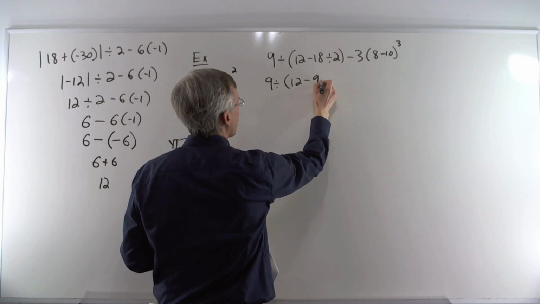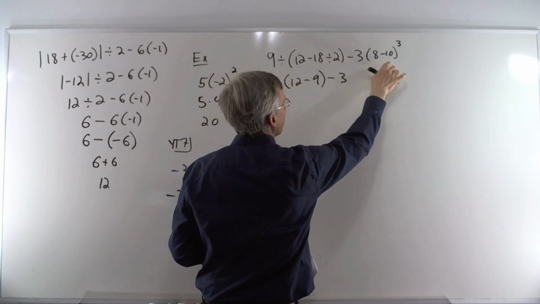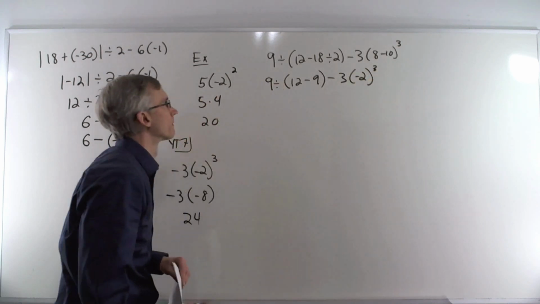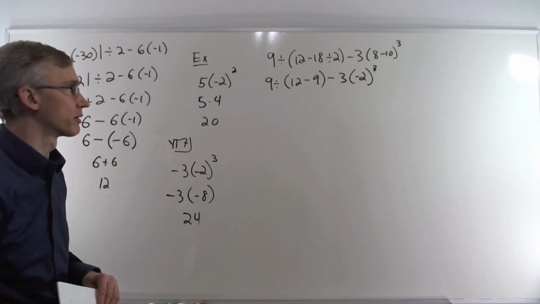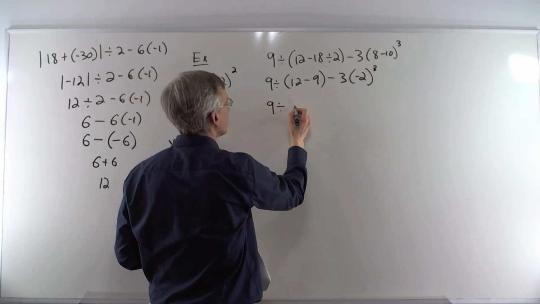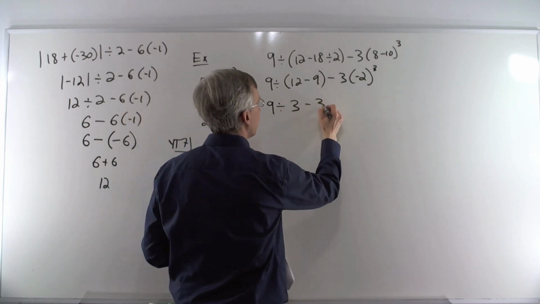18 divided by 2 is 9, so we get 12 minus 9 inside the parentheses there. And over here, a minus 10 is -2. -2 to the third power. All right, now complete inside this grouping symbol. So 9 divided by 3. Everything else stays the same.